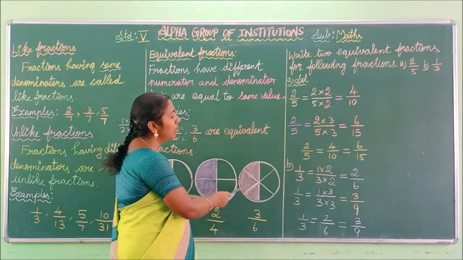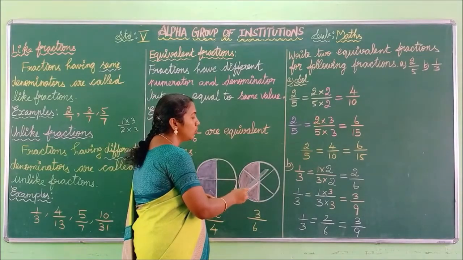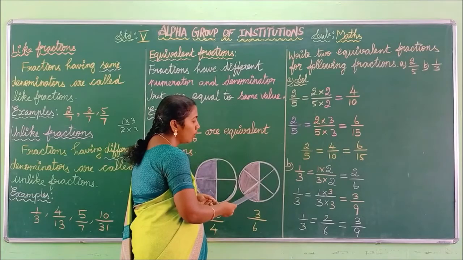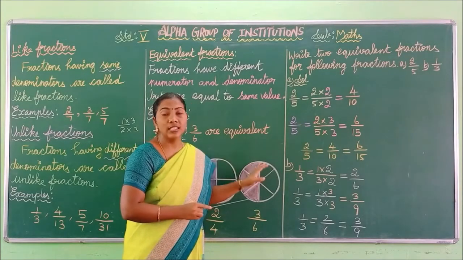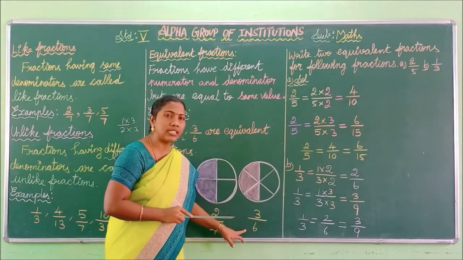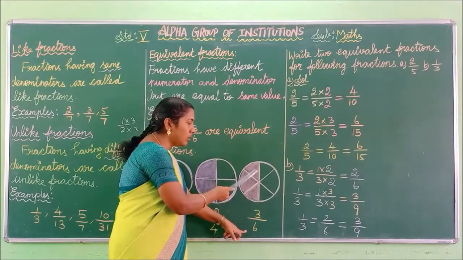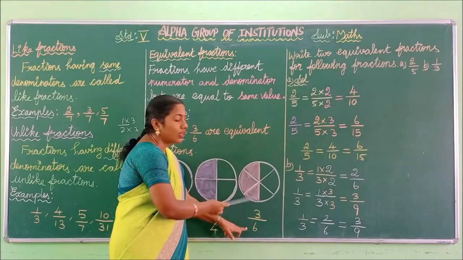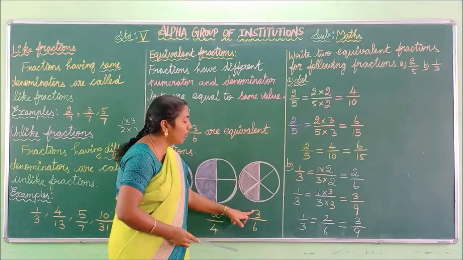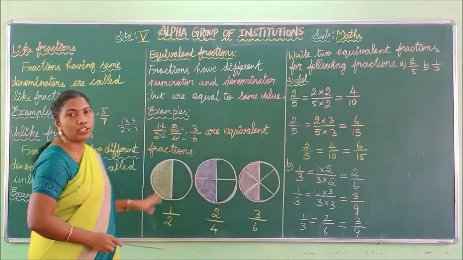See this circle. How many parts is this circle divided into? Let us count. 1, 2, 3, 4, 5, 6. Thus this circle is divided into 6 equal parts, so you write 6 as the denominator. How many parts are shaded? Let us count. 1, 2, 3. Only 3 parts are shaded, so you write 3 as the numerator. So 3 by 6.